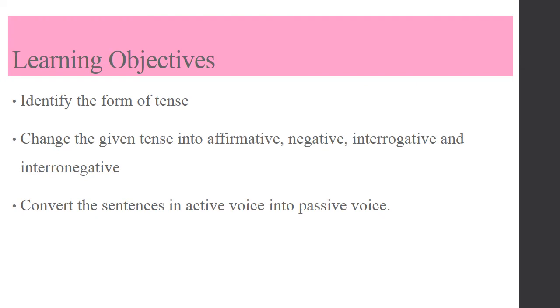These are the learning objectives for the topic. By the end of this topic, inshallah, all the students will be able to identify the form of tense, change the given tense into affirmative, negative, and interrogative, and furthermore, convert the sentences in active voice into passive.